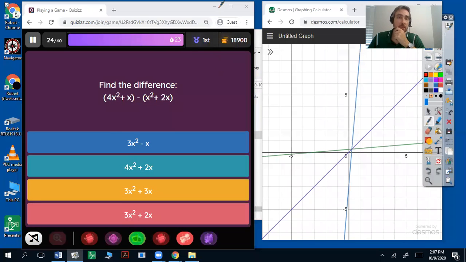Find the difference. Subtract the 2. So distribute that negative. So 4x squared plus x minus x squared minus 2x. Combine your like terms. 4x squared minus x squared is 3x squared. And x minus 2x is negative x. So 3x squared minus x.